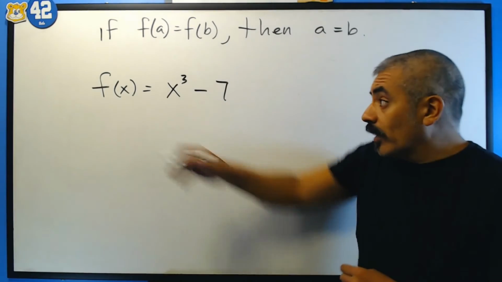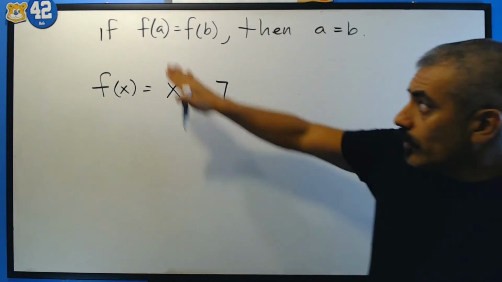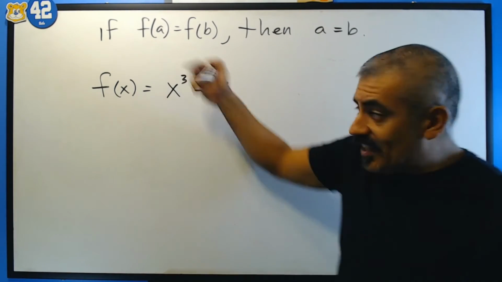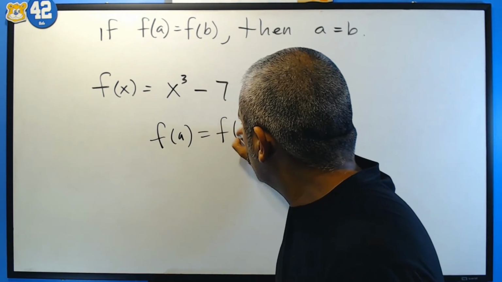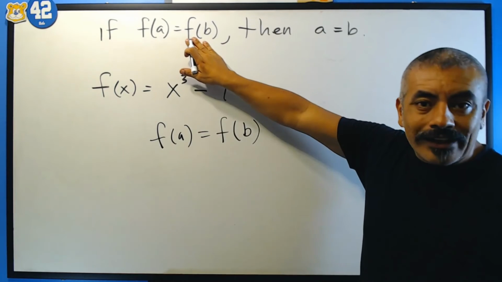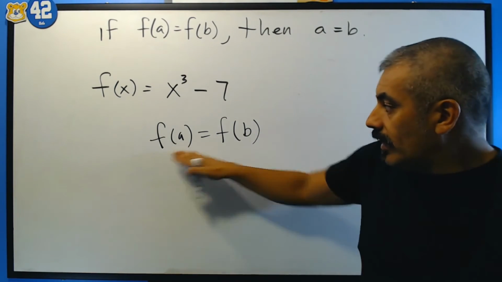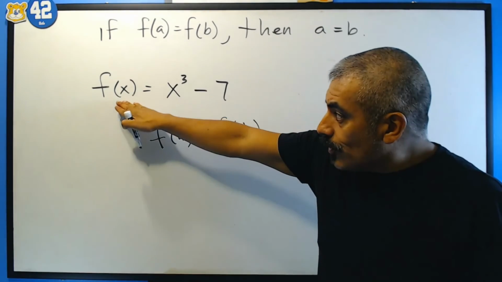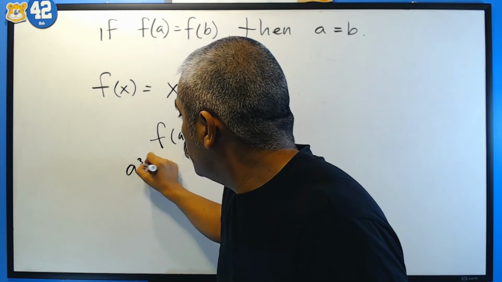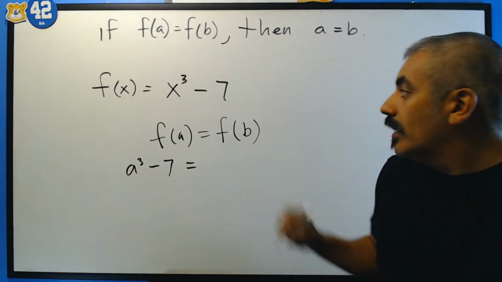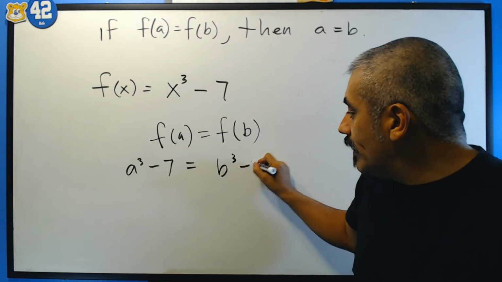Let's take a look at another quick example here. f of x equals x cubed minus 7. The first thing we're going to do is write our if statement: f of a equals f of b. This is our given. This is our conclusion. So now we're just going to plug in a here, and we get a cubed minus 7 equals, and now we're going to plug in f of b, so we get b cubed minus 7.